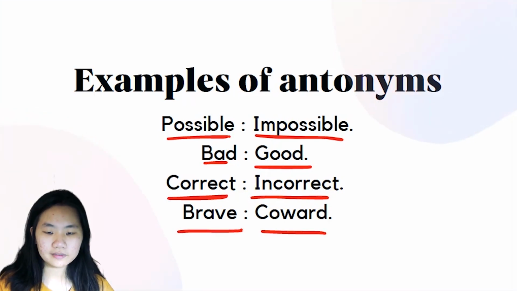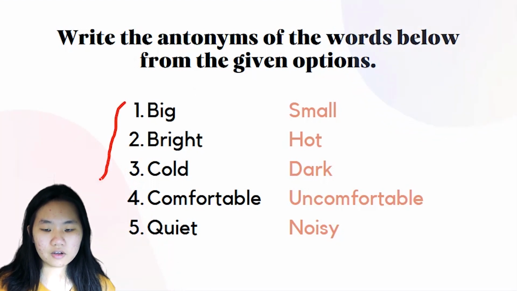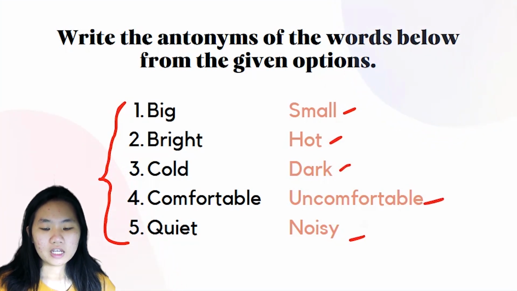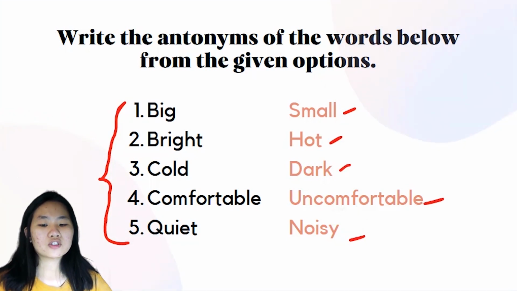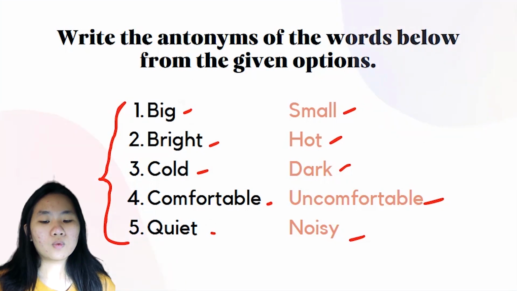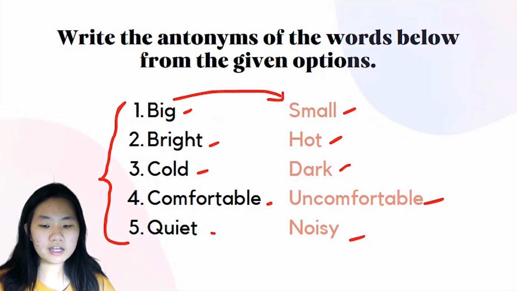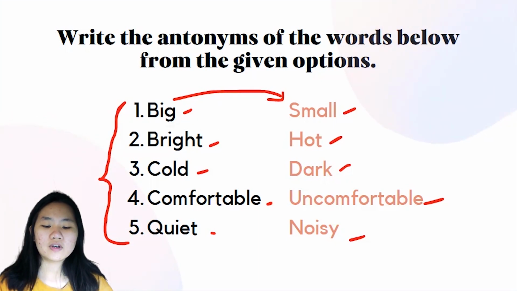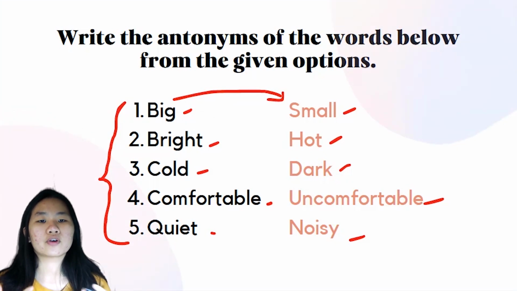You get the idea. So we have a list of words over here, and we have all of these options right here, you see? And what I want you to do is find the antonyms of the words that are listed here, right? Like, what is the antonym of big? It is small, right? What's the antonym of bright? It's dark, so on and so forth. Okay? Now I want you to try and do it on your own first before we check your answers.